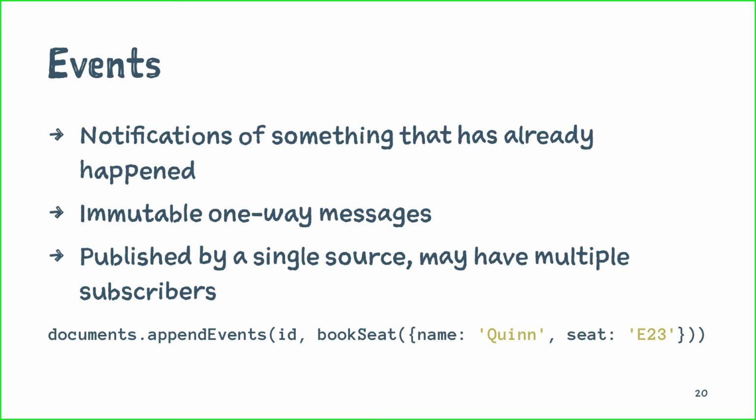So for instance, if you think of a write operation, you could be writing to a single data store, but then you may have multiple different views or view objects or query objects that may be interested in that data that changed. Down here at the bottom, you can see a really simple example of code that builds an event. Here in our document store, we're going to append an event for a specific aggregate. There's the ID, and this is the book seat event, which just has a name and the seat.